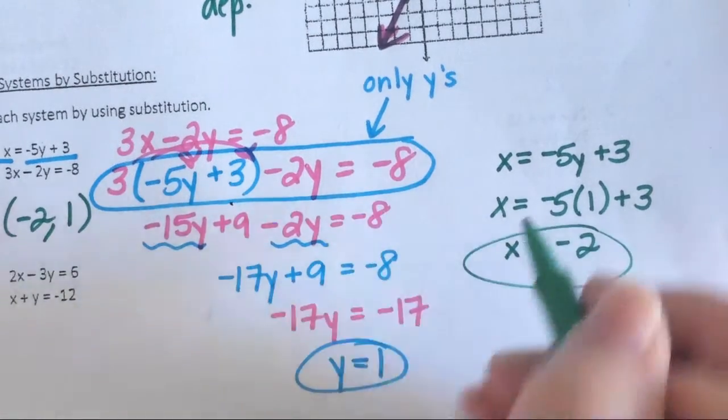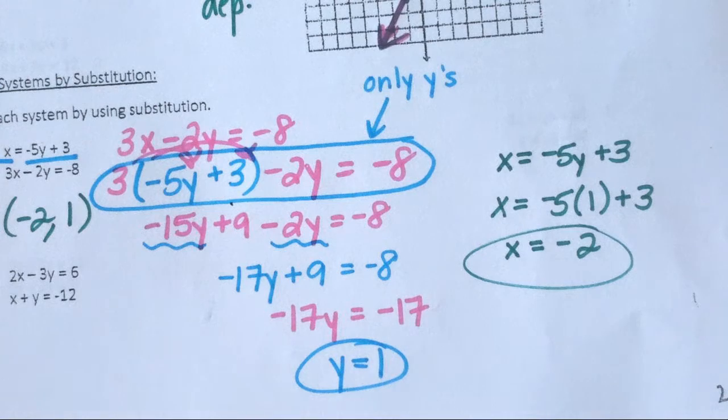So you're not done when you get just a y or just an x. Just like yesterday, you have to have an ordered pair, so you need an x and a y.